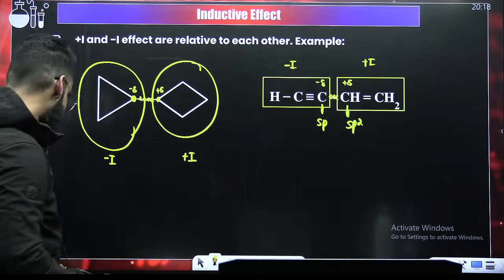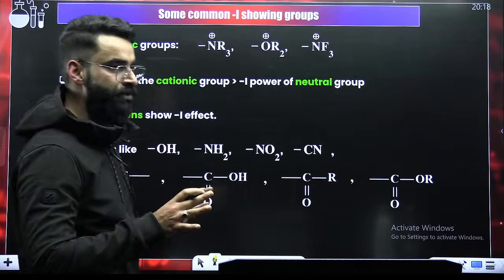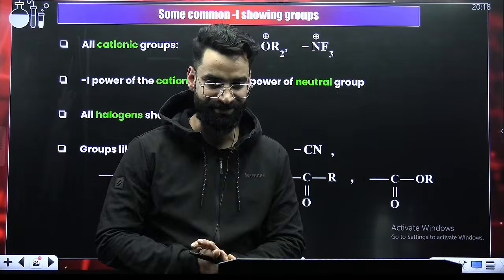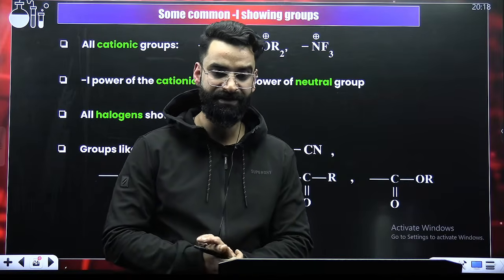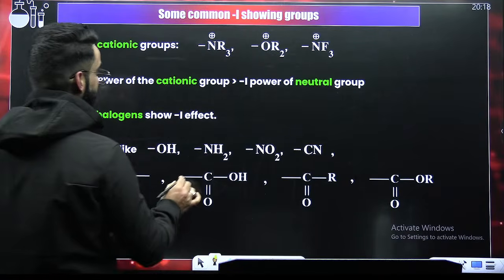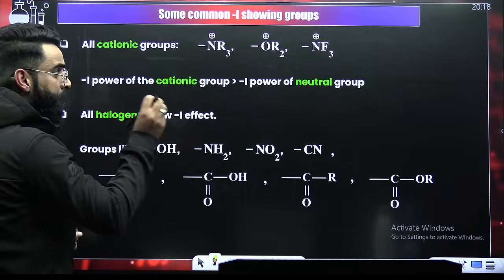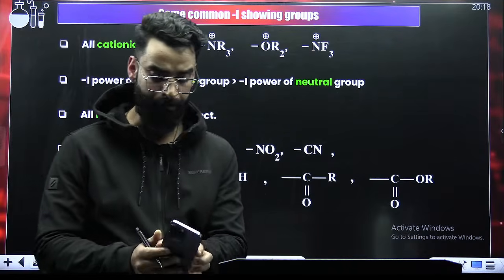Yeah? They are related to each other. Now there are a few important parameters which you need to know, which you need to remember to solve the questions. And what are those parameters? Try to understand. Remember, there are some minus I showing groups which you need to know.